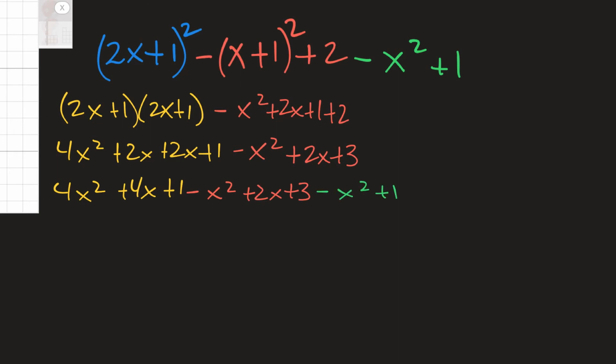So let's combine the like terms. I'll use blue for this. So 4x squared minus x squared minus x squared. So using this, this, and this, that's 2x squared. 4x plus 2x is 6x, and 1 plus 3 is 4, plus 1 is 5. So all that I think is really 2x squared plus 6x plus 5.